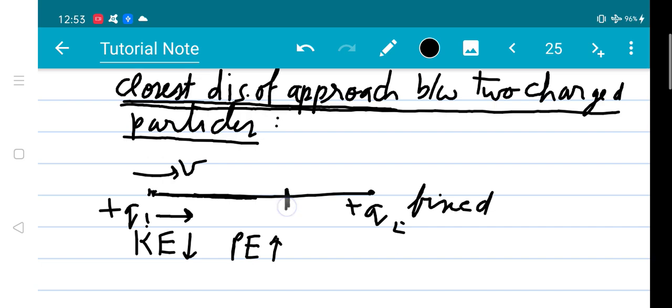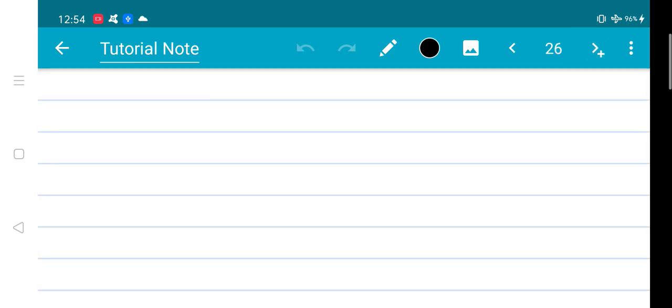At a certain point, the entire kinetic energy becomes equal to 0. After this point, the Q1 particle will not go towards Q2 but will repel from this particle. So this distance is the distance of closest approach, that is, the two particles cannot be closer together than R0. So R0 is the distance of closest approach. Keeping this in mind, we will solve three cases.